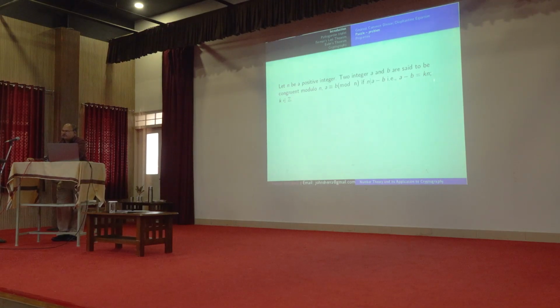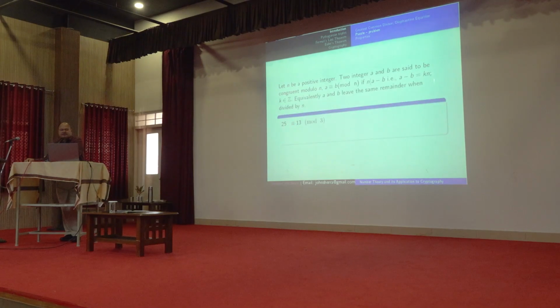All of you, any first year student is there? First year students, congruences, have you seen? Alright, anyway, we'll go through a few things. We say A is congruent to B mod n when n divides A minus B, or A and B leave the same remainder. Alright, so 25 is congruent to 13 mod 3, yes or no? Yes or no? Yeah, how do you decide? 25 minus 13 is 12, which is a multiple of 3, therefore yes.